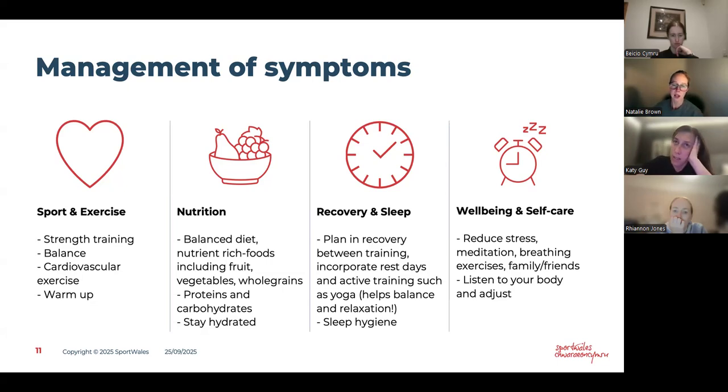And then from a recovery perspective, really planning in recovery as part of your training plan. We should be doing that anyway, but you might find, especially during perimenopause, you need more recovery than maybe you previously needed. And part of that is an acceptance thing. So actually accepting that maybe I do need a day just to rest. That's really important, and listening to your body for that can be really helpful. But that could also be, if you're really struggling, what active rest could you put in?